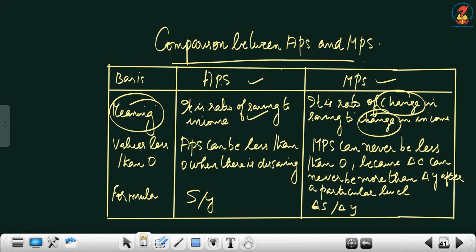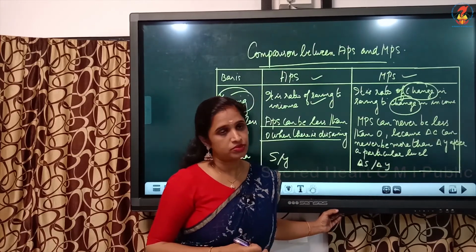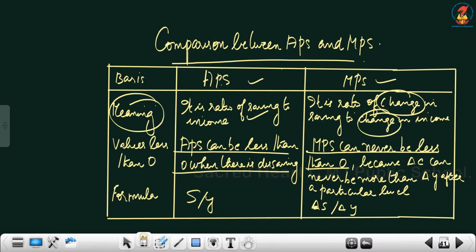Next is values less than 0. APS can be less than 0 when there is dis-saving. The value of APS becomes less than 0 when there is dis-saving. But MPS can never be less than 0 because delta C, change in consumption, can never be more than delta Y, change in the income, after a particular level. So MPS can never be less than 0.